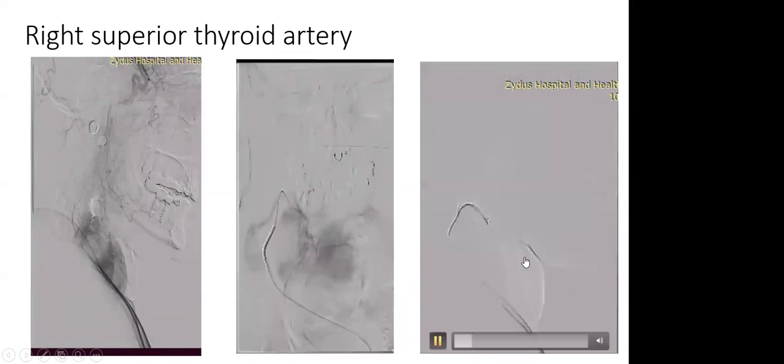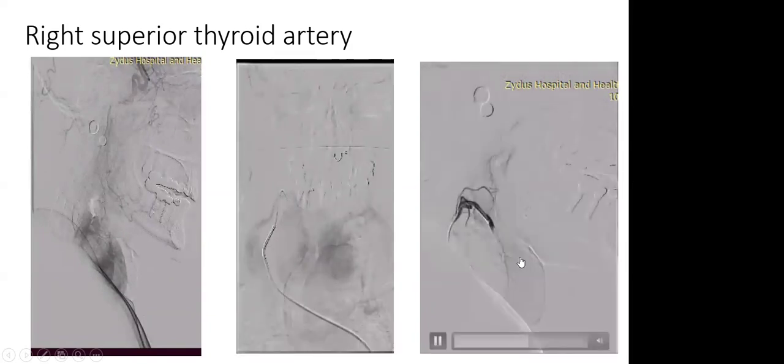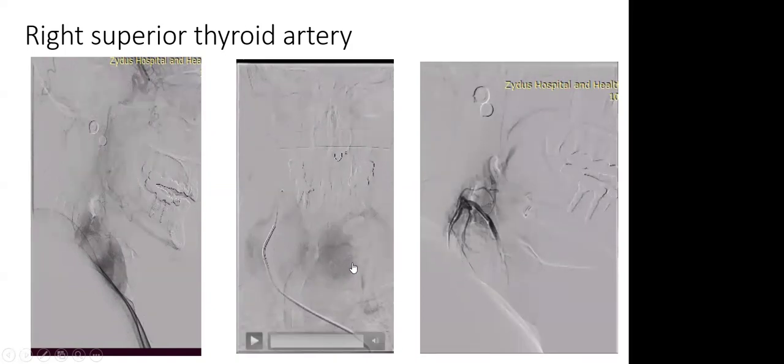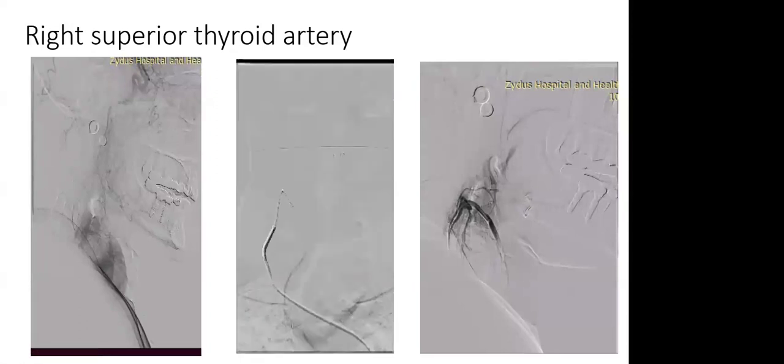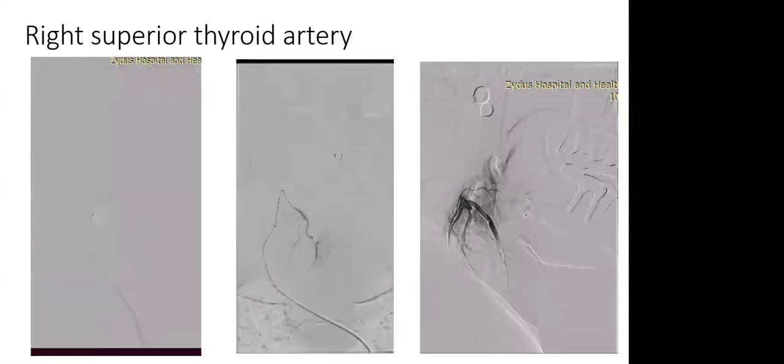So the concern is only cosmetic, as well as mild tracheal compression. She had the left inferior thyroid artery already ligated during the last surgery. The right inferior we left, because all four, or all three, thyroid arteries should not be occluded completely. So we left one thyroid artery patent and embolized two arteries with PVA particles.